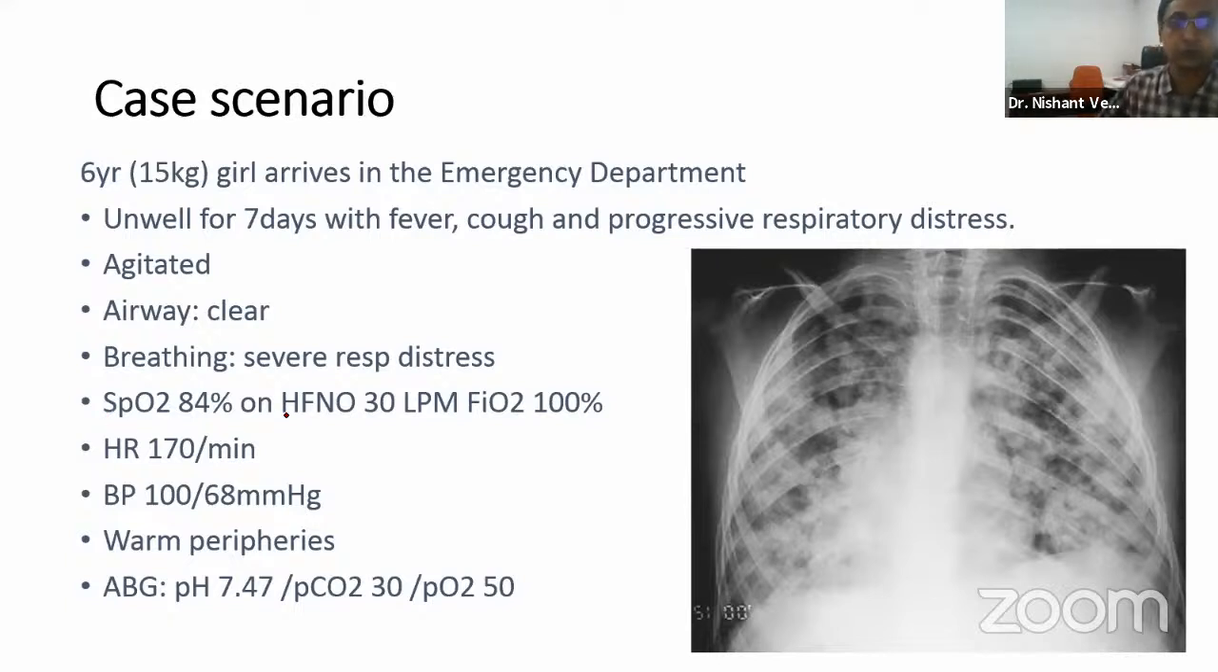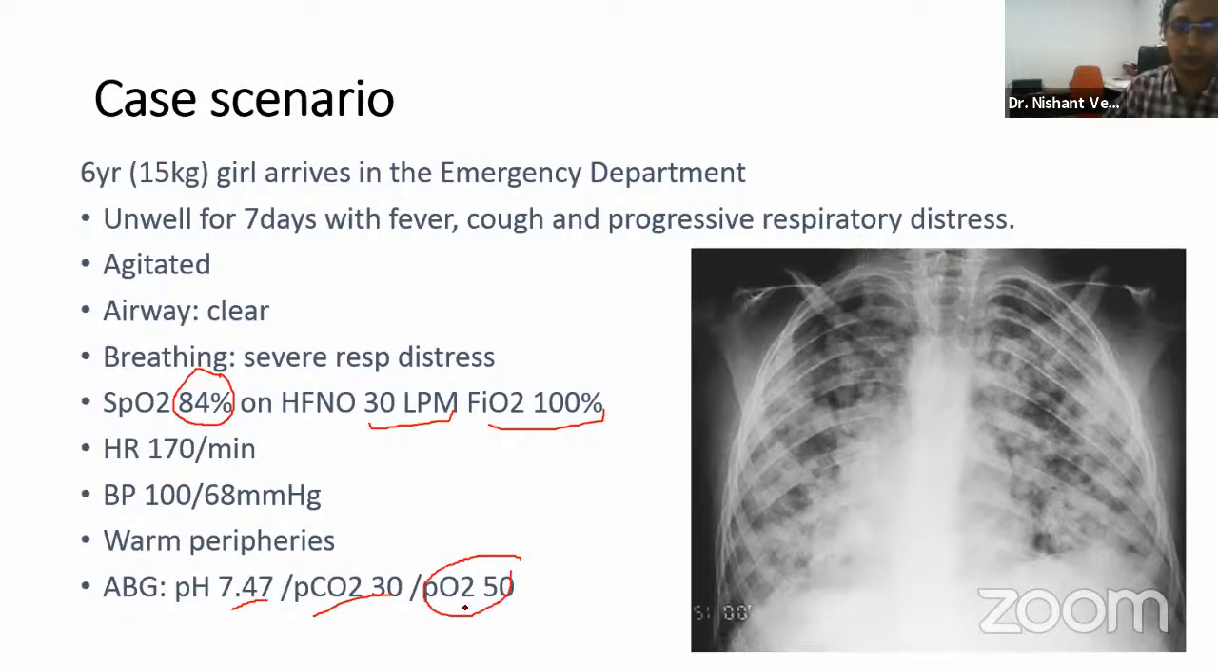Her saturation on high flow nasal oxygen at 30 liters per minute with a FiO2 of 100% was only 84%. So this child had hypoxemia and clearly she is failing the HFNO. Her heart rate was 170. She had tachycardia. Her blood pressures were normal. She had warm peripheries and she had an ABG which was showing a pH of 7.47, CO2 slightly low, and she had hypoxemia. So low PO2 with some CO2 washout.